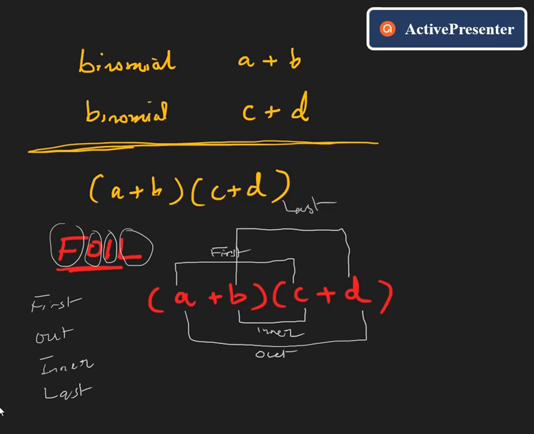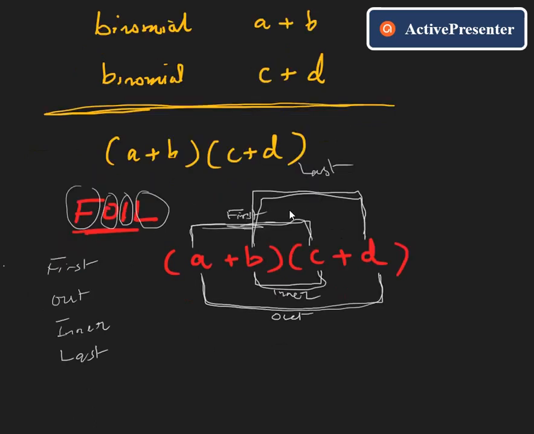So it is first, outer, inner, last. FOIL method. So this eventually equals AC plus AD plus BC plus BD. Here: first, outer, inner, last.